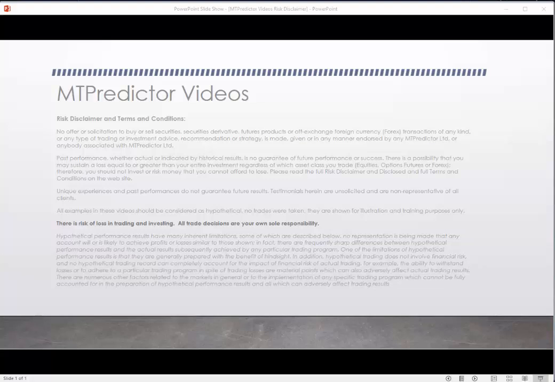But before we get onto the chart, I'd like to start with our risk disclaimer and remind you that all examples in these videos should be considered as hypothetical. No trades were taken, they're only shown for illustration and training purposes only. Also remind you all there's a risk of loss in trading and investing. I'll put that another way. All professional traders know and understand, and more importantly accept, that losses can and will and do unfold. It's important to understand that losses can and will and do unfold. All trade decisions are your own sole responsibility.